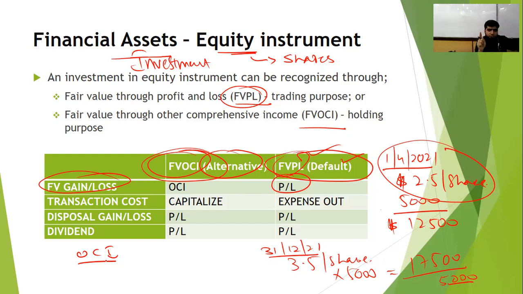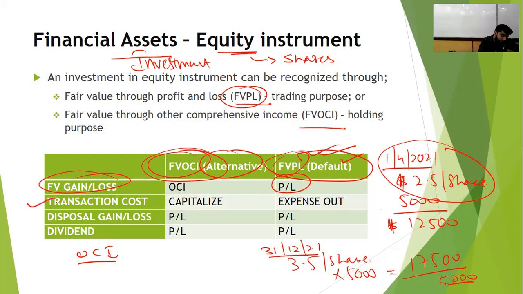Although, if you have recorded that investment through fair value through P&L, it means you want to sell this investment in a very short term. In a short period of time, definitely you're going to sell this investment. So we'll recognize it through fair value through P&L. So there's a classification. IFRS 9 gives you a criteria. You just match the criteria and adopt one of the methods given by IFRS 9.